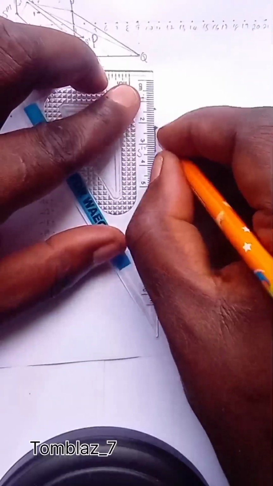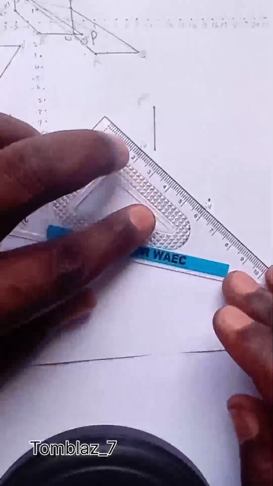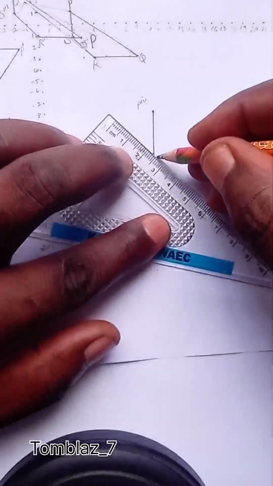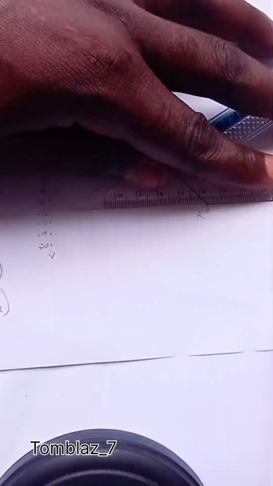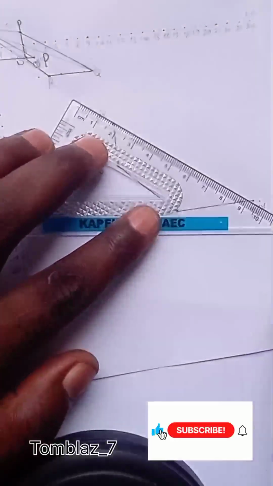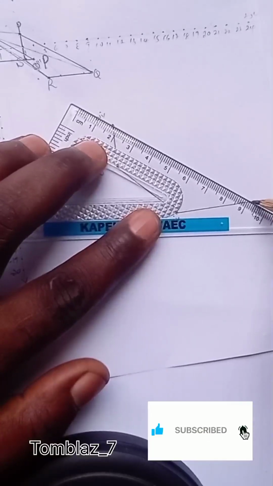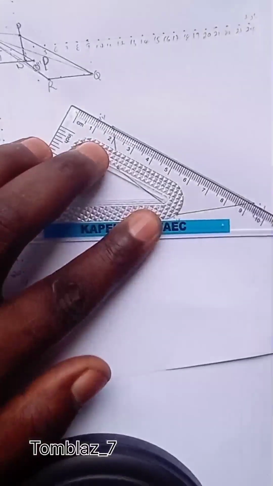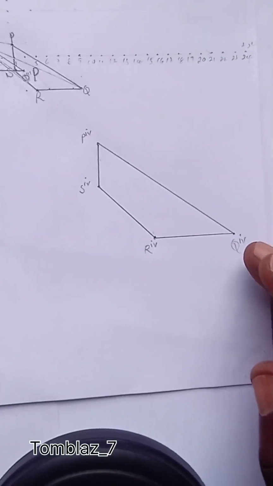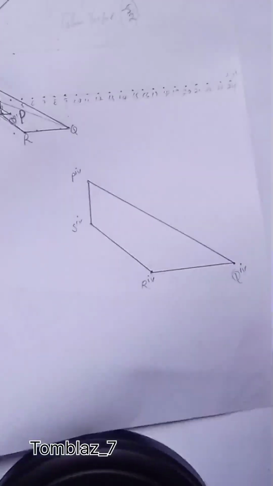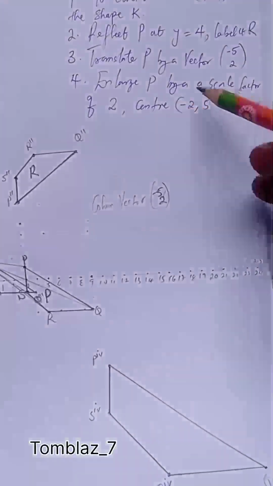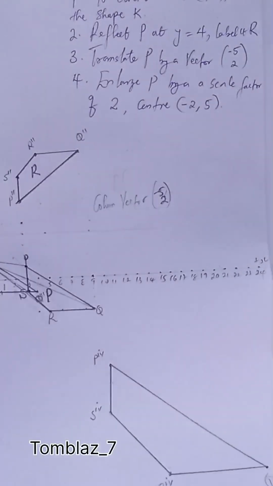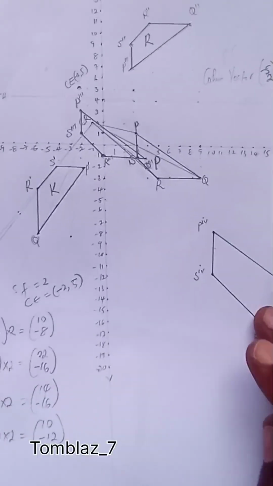So let's connect these points to see the enlarged shape. This connects to this, this connects to this, right? This connects to this, and then this goes back to P. All right, so this is the new and enlarged shape where the scale factor for enlargement is 2, and the center of enlargement is minus 2 and 5. All right, so this brings us to the end of this question.